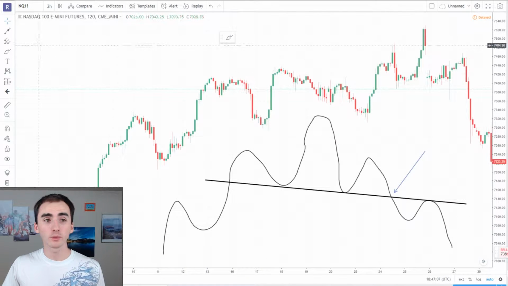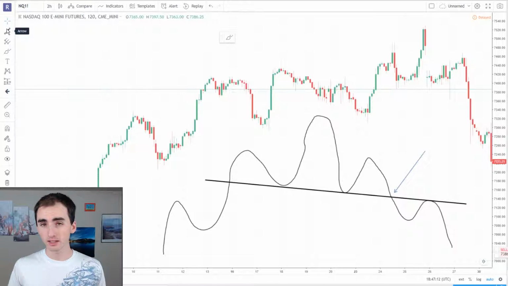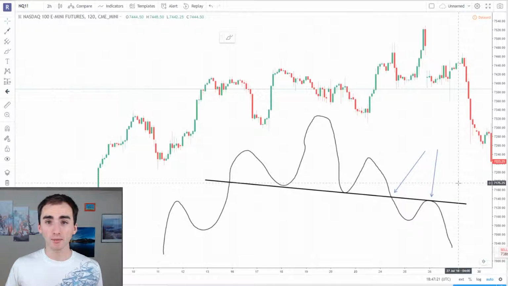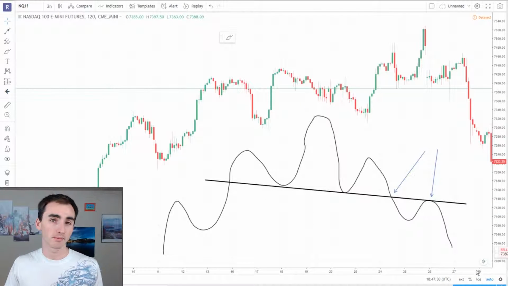Another quick way we can confirm, or if you missed the initial break of that, you can see on the right over here, it came up and tapped that neckline again, and that neckline now was a resistance level. And you can see that the stock began to sell off from that point.